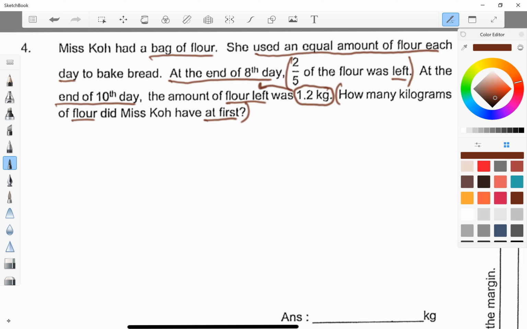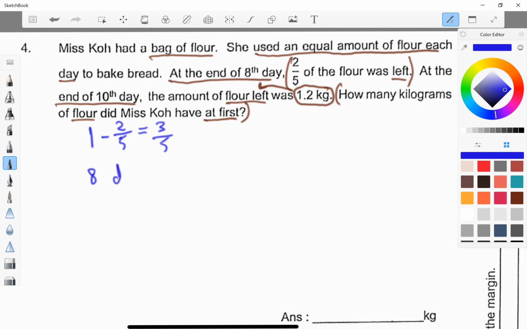So where is the starting point of the question, you may ask? It has got to do with the end of 8th day. If it's mentioned in the question that 2/5 of the flour was left, we have to find the amount of flour that was used. And it has got to do with 1 whole subtract away 2/5. And my answer will be 3 out of 5.